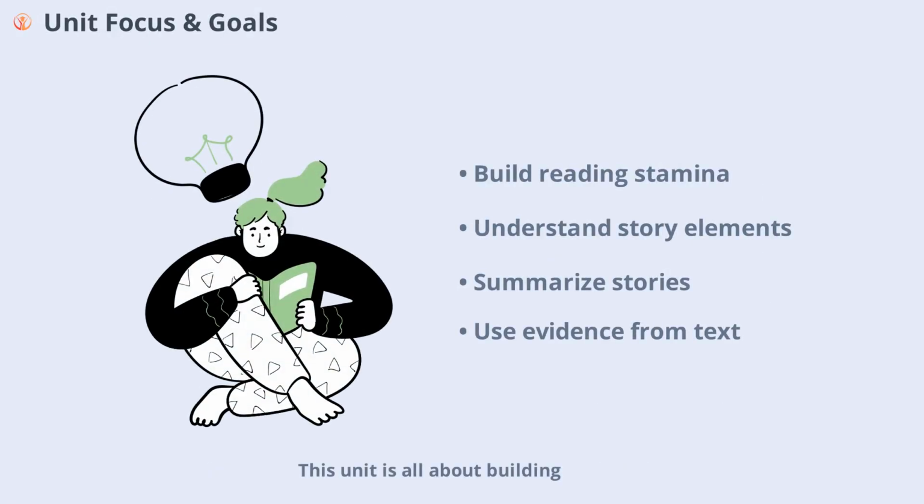This unit is all about building reading stamina and understanding story elements. You'll practice reading independently every day, learning to stay focused and enjoy books for longer stretches. We'll also break down the key parts of a story, like characters, setting, and plot, and see how they work together to create meaning. By the end of these 4 weeks, you'll be able to identify and describe story elements in detail, summarize stories, and explain your thinking using evidence from the text. These skills will help you become a thoughtful, independent reader.